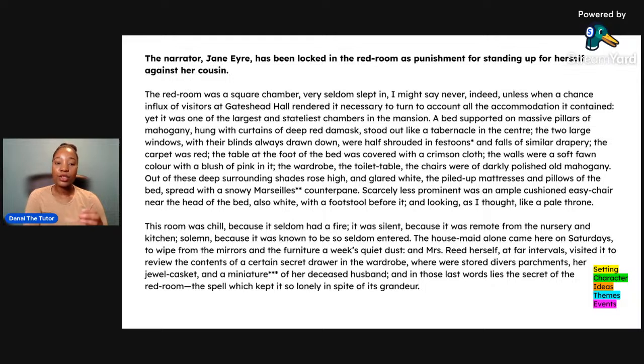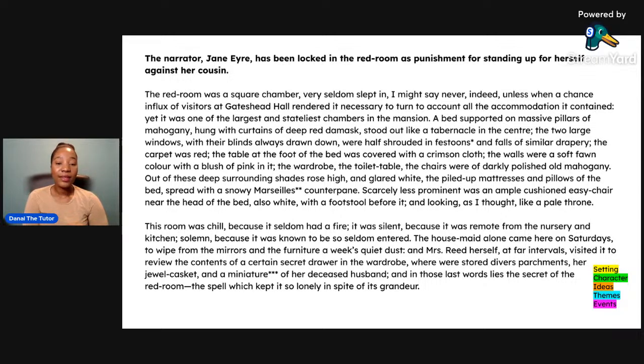Again, that first sentence, the room was chill. So that first paragraph is still about the room, but we've got additional information. We've got some characters included now. And also, there's a repetition of the word seldom. It was used at the very beginning, very seldom slept in. Seldom means rarely, it means not very often. So very seldom slept in means hardly anyone slept in that room.